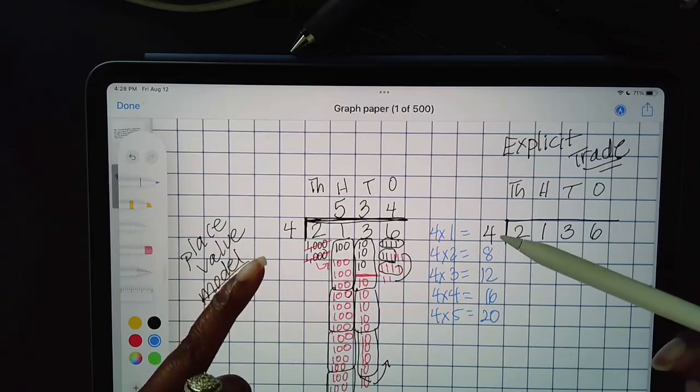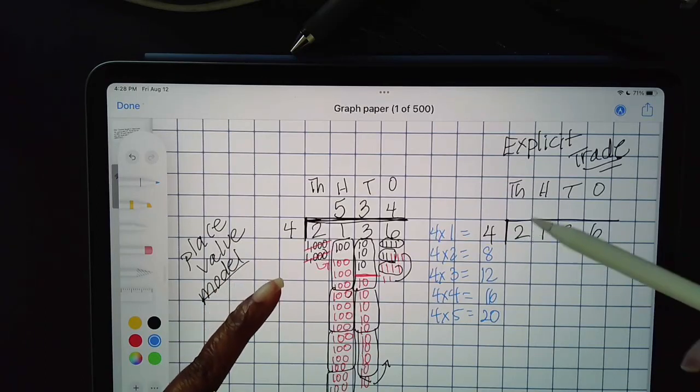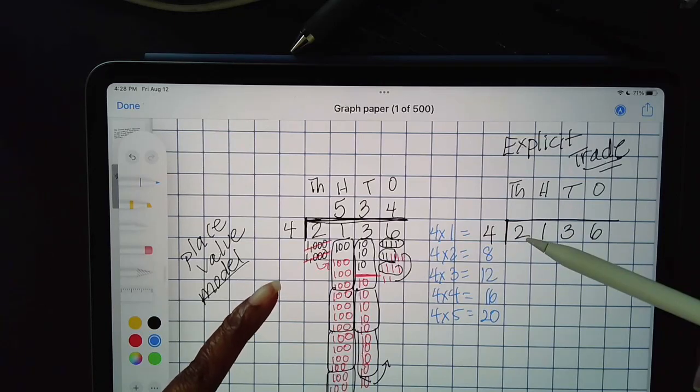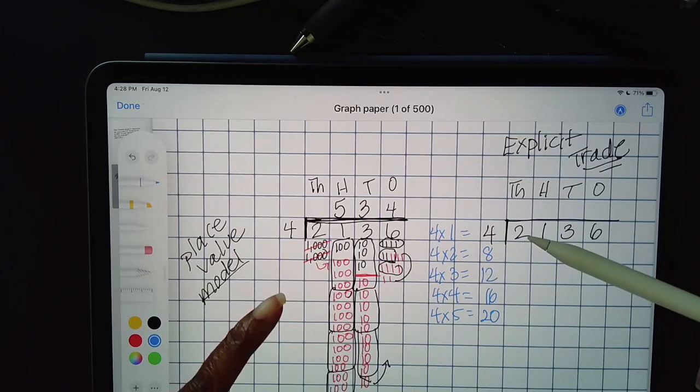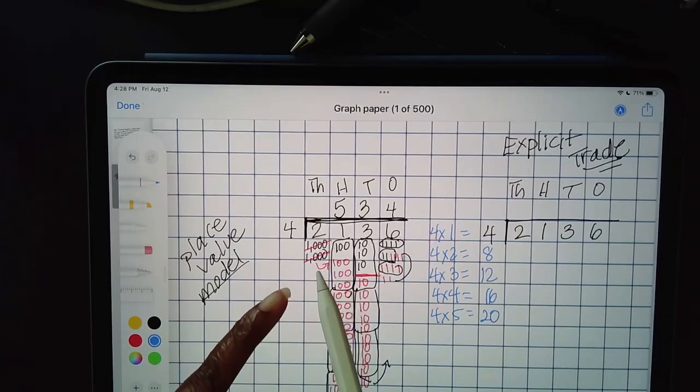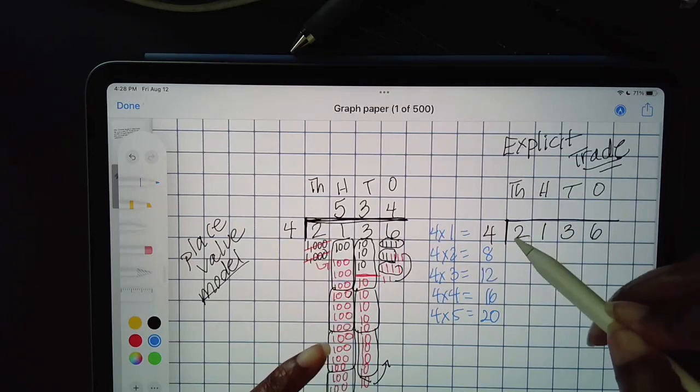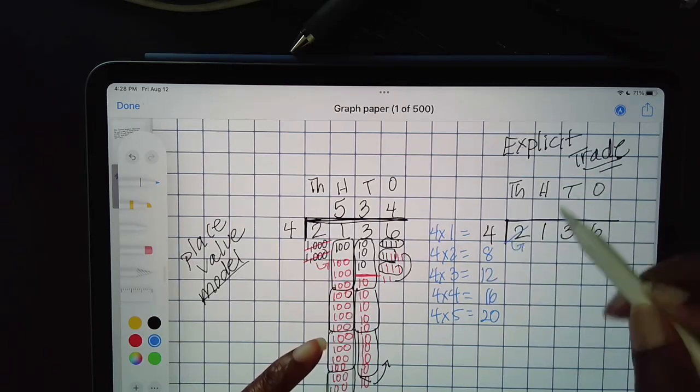How many groups of 4 thousands can you make from only 2 1,000s? Well, they couldn't make any of those. And so what did they have to do here? Well, here they had to cross out the 2,000s and trade them to the hundreds place. So that's exactly what we're going to do here. We're going to cross out the 2 1,000s, and we're going to make the trade to the hundreds place.